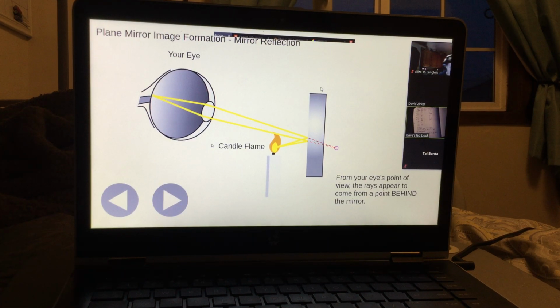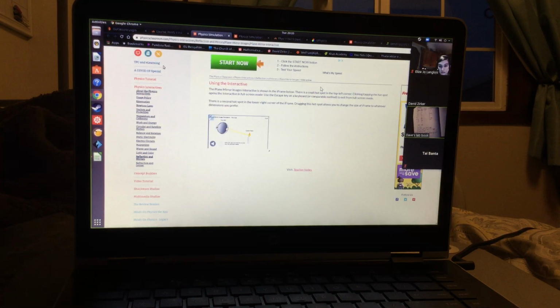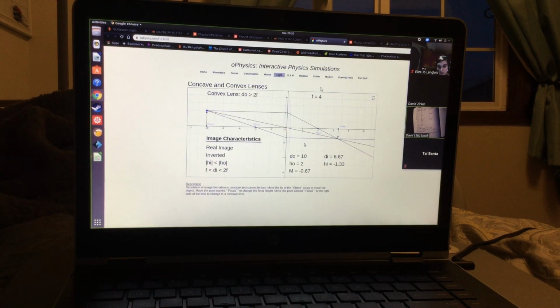What about question 3? How do we know if it's inverted or upright? It's like I have the sign conventions up. I don't know if that has anything to do with it.